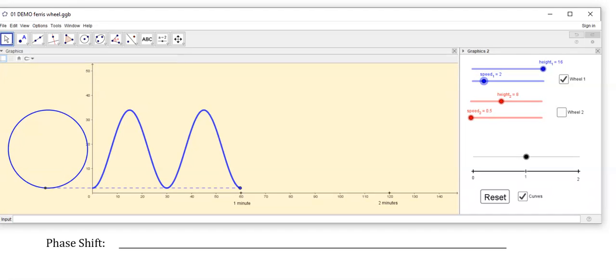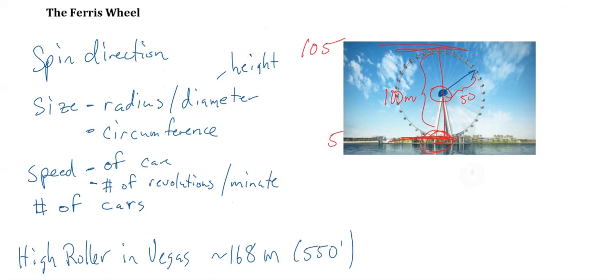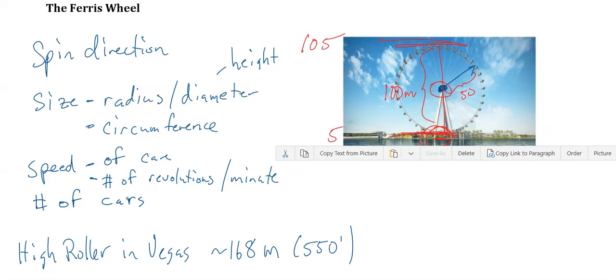Twice the amplitude. And the amplitude is also the radius, let's say, of the Ferris wheel, right? Wherever the middle of this circle is to the top and the middle to the bottom would be the same distance. And again, we sort of talked about that. So this 50 is the radius. So that is the amplitude.